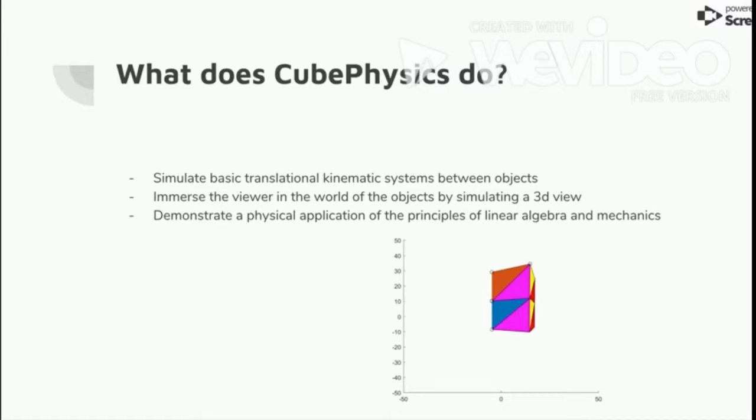CubePhysics intends to simulate the basic translational kinematic systems between two objects, ignoring the rotation or any further calculations involving inertia. It aims to immerse the viewer in the world of the objects by simulating a 3D view.